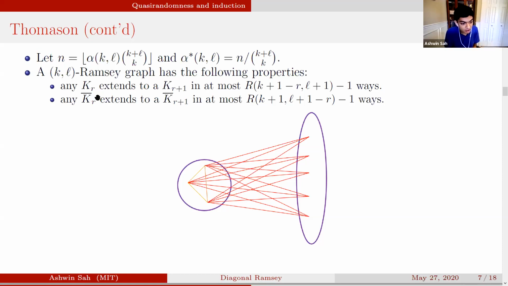As a concrete example, when r equals 1, a K1, which is a single point, extends to a K2, which is an edge, in at most so many ways. That is, you have a bound on its degree. And similarly, a K1 bar, which is also a single point, extends to a K2 bar, which is a non-edge, in at most some number of ways. And those are precisely the degree bounds that you get from the Erdős-Szekeres argument.